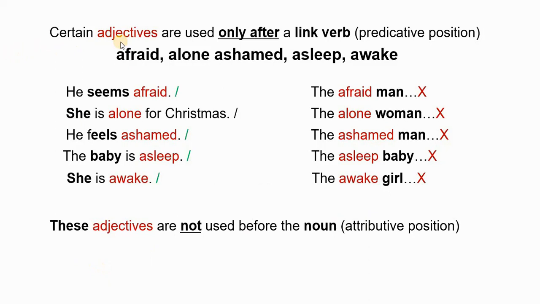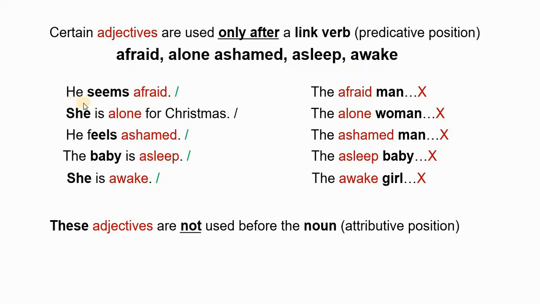And the other exceptions, certain adjectives are used only after a link verb in a predicative position, and there are lots of examples of this, and here are the most common examples: afraid, alone, ashamed, asleep, awake.